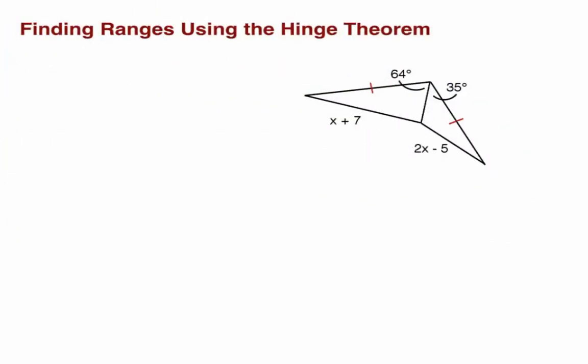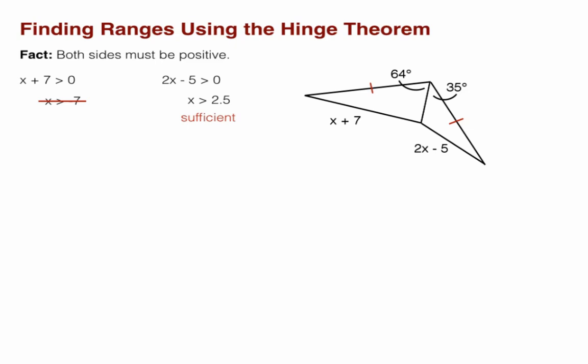Let's go ahead and find another set of ranges. Now, both sides must be positive. Okay, to be positive, you have to be greater than zero. So I set both sides greater than zero. Solving each inequality, I get x is greater than negative 7, and I get x is greater than 2.5. Well, the first condition is not needed, since the second condition says x has to be greater than 2.5. If it is, then it's obviously going to be greater than negative 7, so we don't need that first condition. So right now, our sufficiency lies in that x is greater than 2.5.